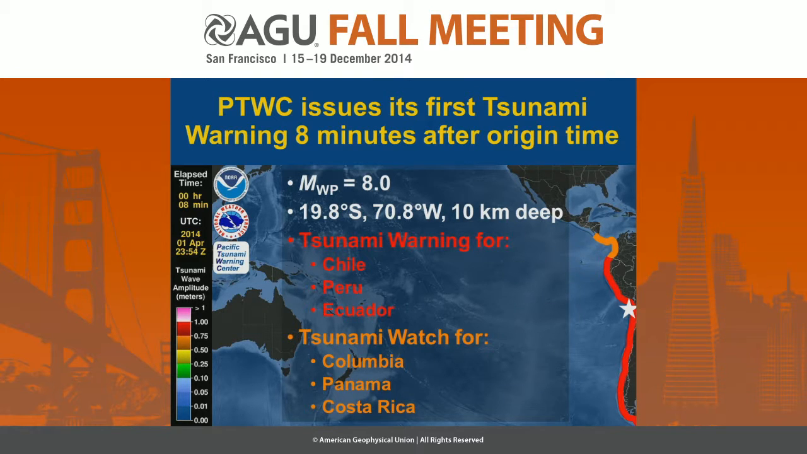This is using our old protocol. We have a newer protocol as of October, but within 3 hours travel time of the tsunami, we put those nations into a warning status, which was Chile, Peru, and Ecuador. Watches for 3 to 6 hours out, so Colombia, Panama, Costa Rica. Our first magnitude measurement was an 8.0. If you recall, NEIC now calls it an 8.2. And we had it somewhat shallower, but the location's about the same.